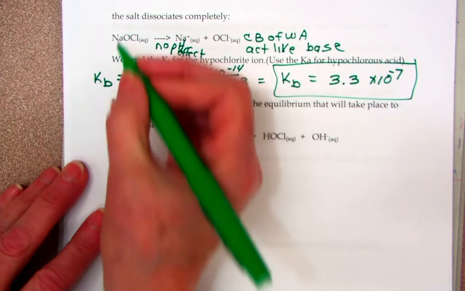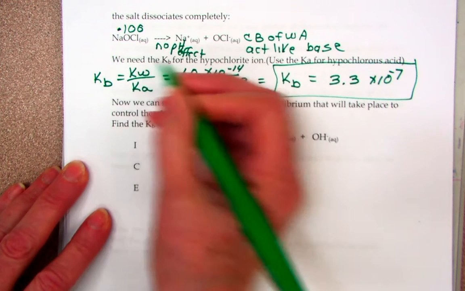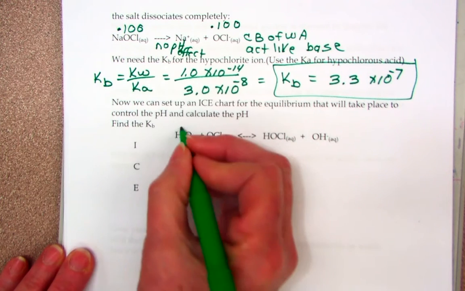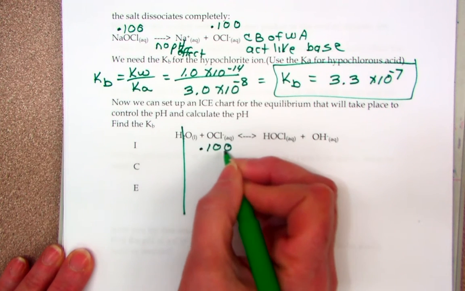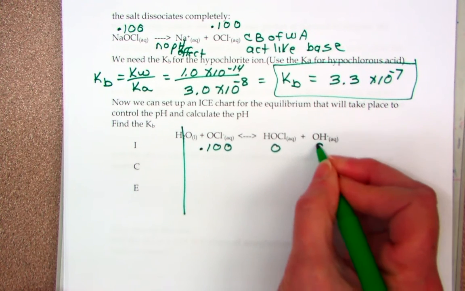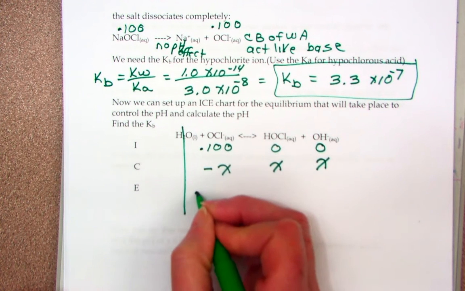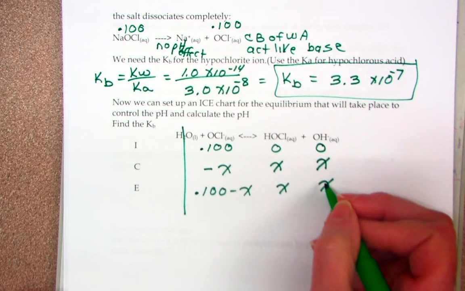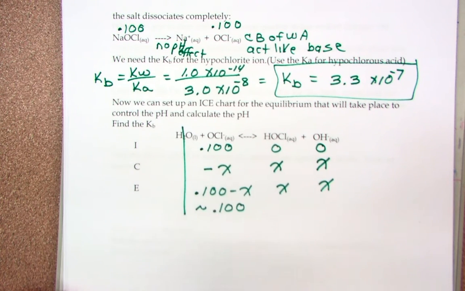So now I had 0.1 molar salt, and I get 1 hypochlorite from 1 sodium hypochlorite, so my hypochlorite concentration is 0.1 molar. When I'm setting up my ice chart for a base, I ignore water. So I have 0.1 molar. Now, once I have my chart set up, same old, 0, 0. Change is minus x, x, and x. At equilibrium, 0.1 minus x, x, and x. Because my Kb is 10 to the negative 7th, we can assume x is small, and this is just about 0.1 molar.